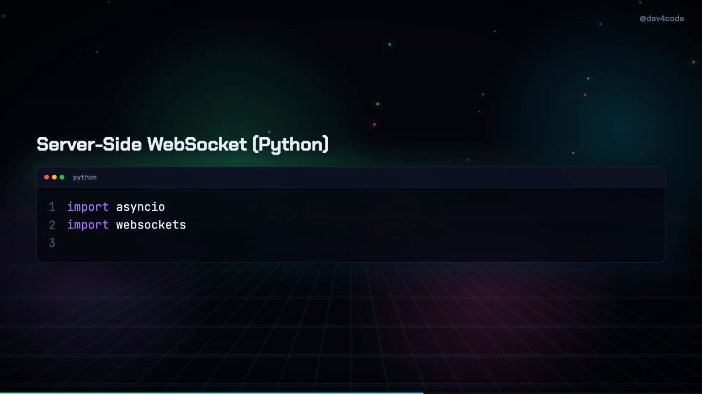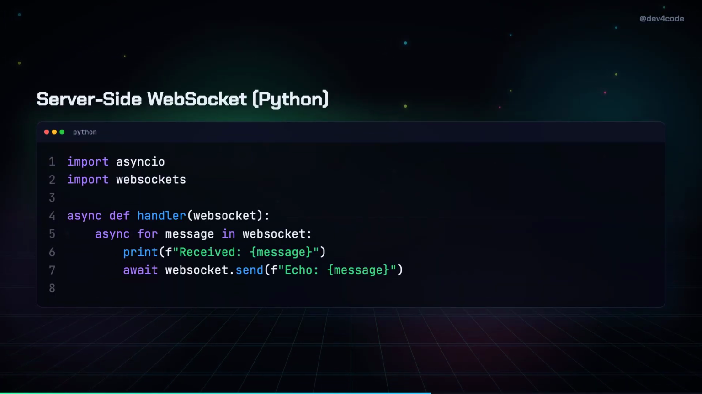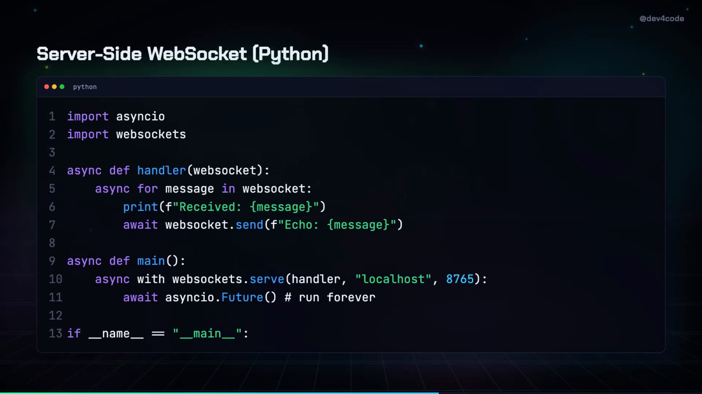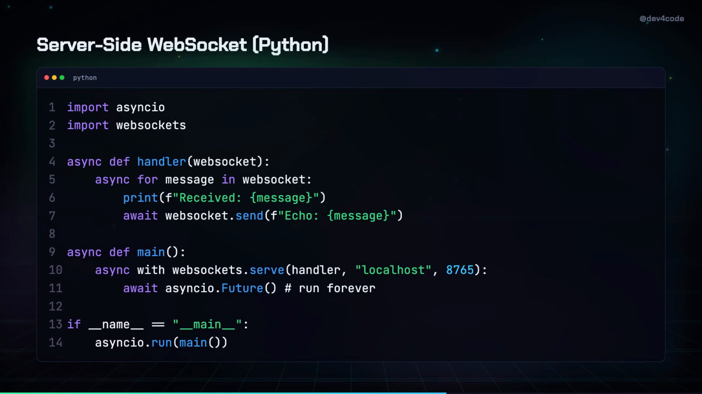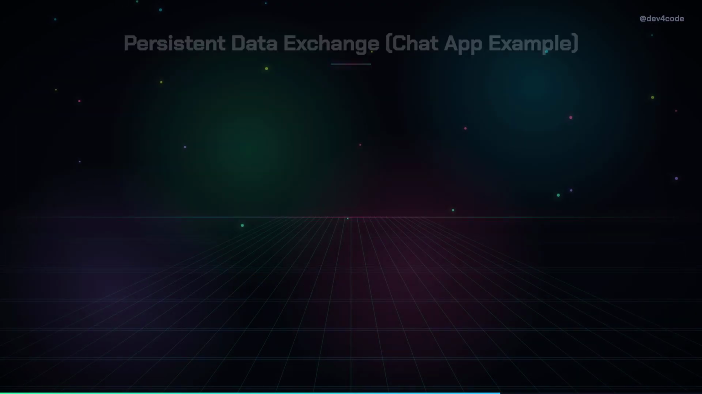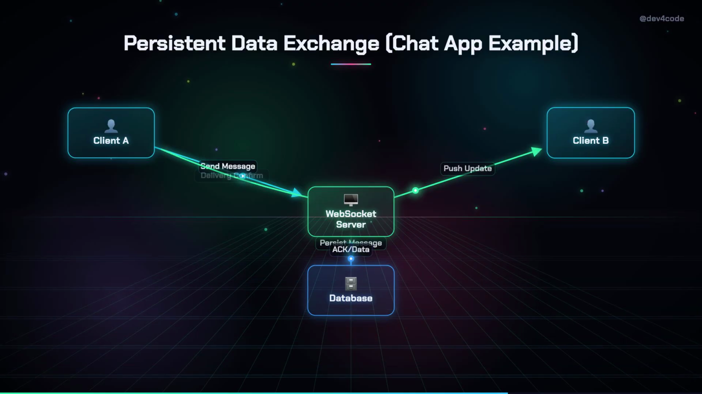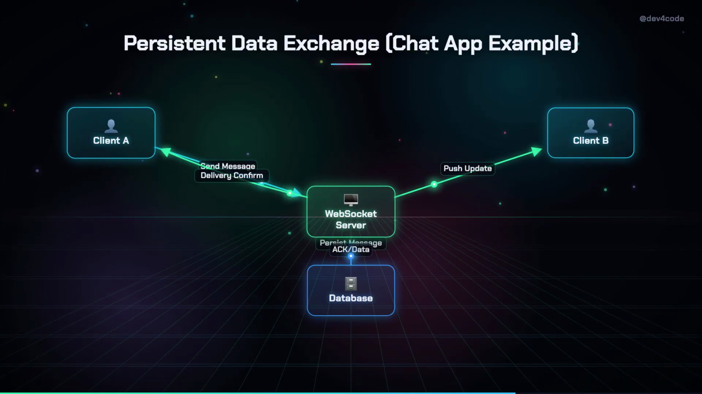Server-side implementation varies by language and framework, but the core logic is consistent. Using a library like Python's websockets, you listen for new connections, register them, and then handle incoming messages. The server can then process these messages and broadcast updates to all relevant connected clients, demonstrating its ability to push data proactively.